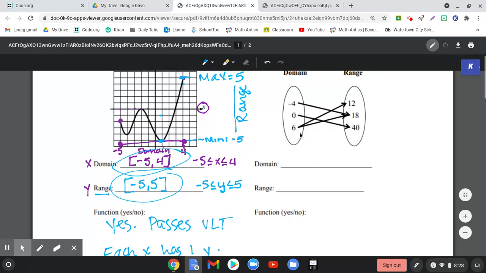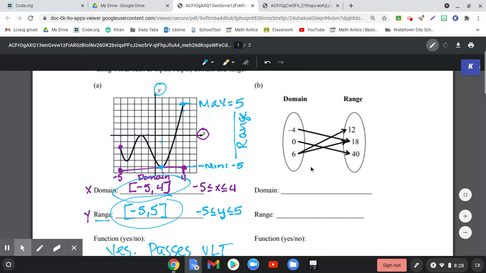Okay? All right, on this one, your domain, -4, 0, and 6. We're just listing those. All right, in a list, we put the curly brackets at the beginning and end. A couple little squiggly lines. Your range, 12, 18, and 40. Again, anytime you're making a list, we'll put those brackets.